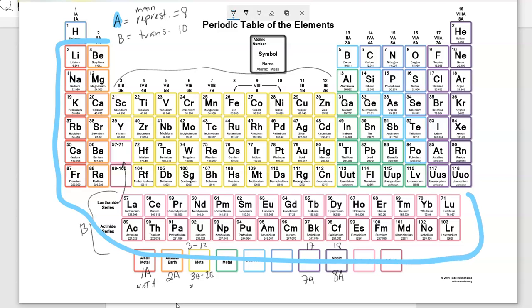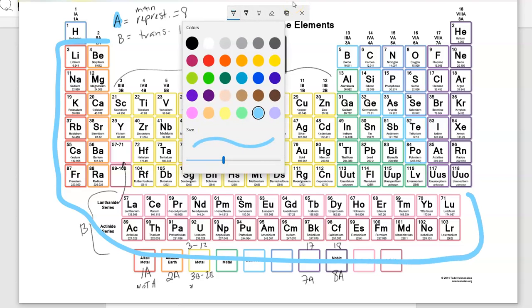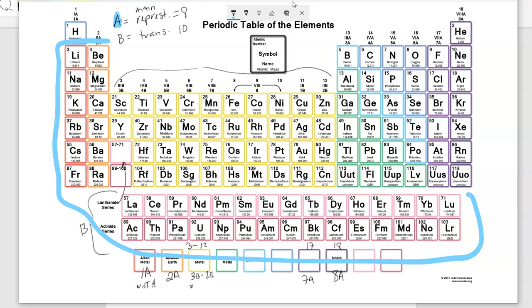Okay? And then you have a staircase. Let me see if I can change the color. You have a staircase that goes right here. So remember the point of that staircase. That staircase is to separate the metals from the nonmetals.